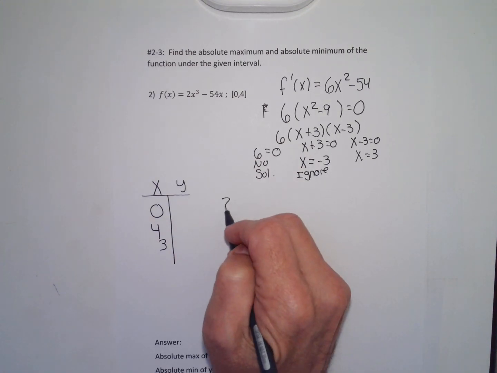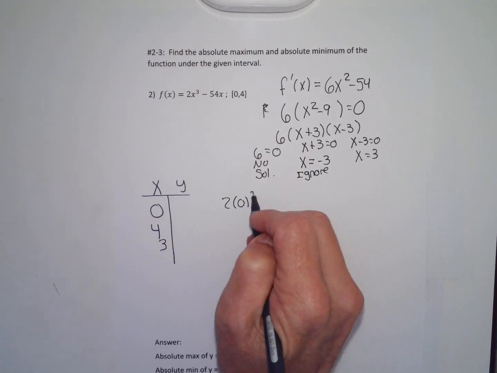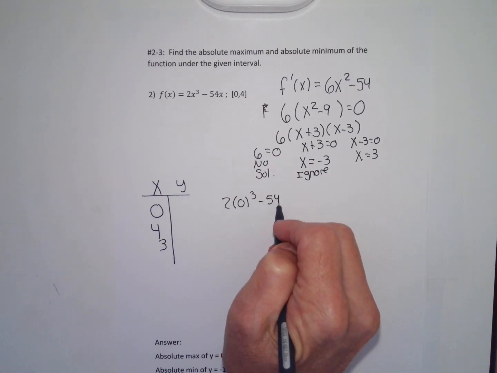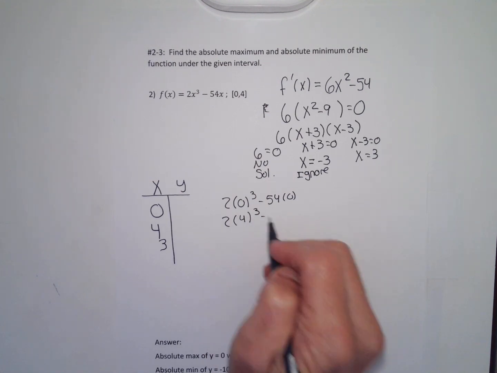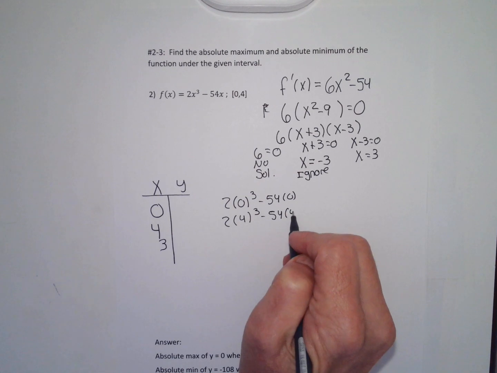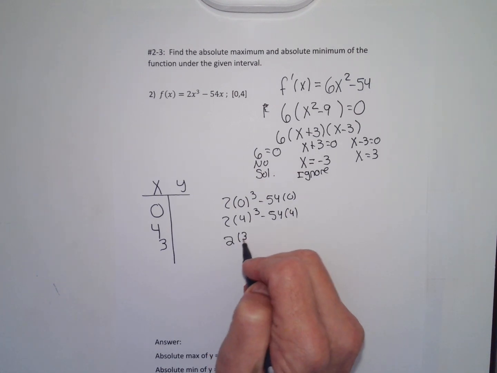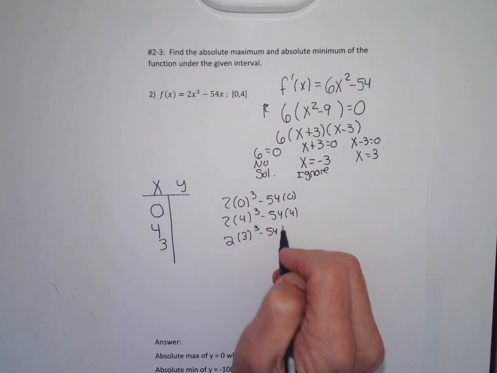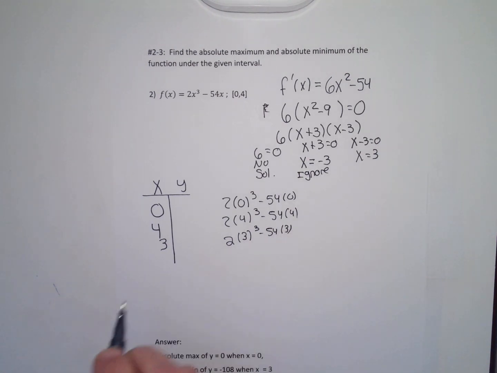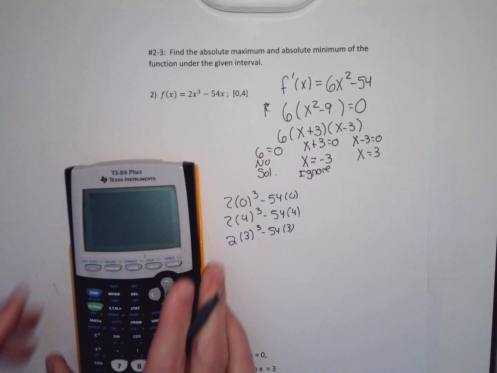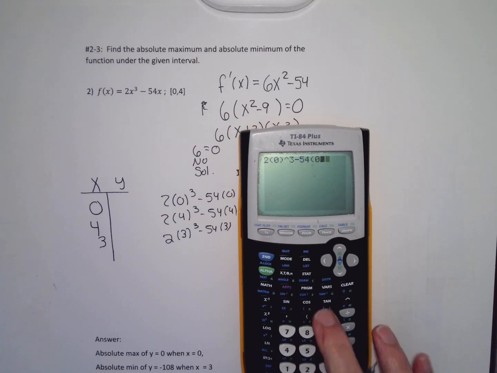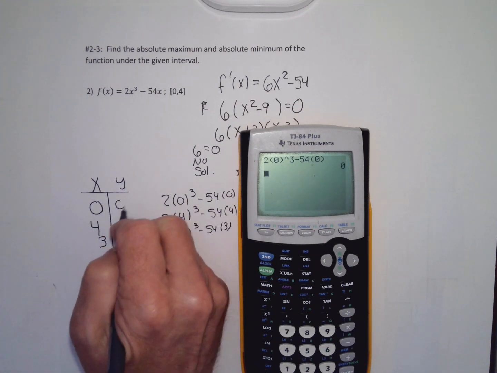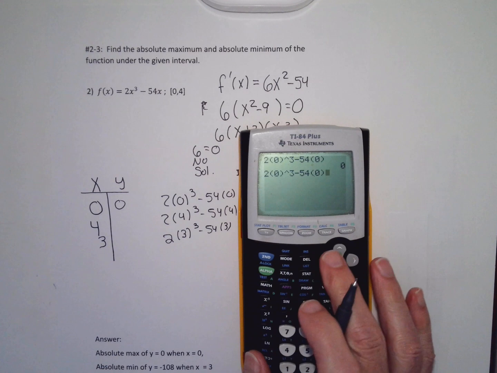Now for each x, I'm going to get a y. I'm going to do 2 times 0 cubed minus 54 times 0, and 2 times 4 cubed minus 54 times 4, and 2 times 3 cubed minus 54 times 3, and I'm going to get a y value for each. So the first one, 2 times 0 cubed minus 54 times 0, is 0. And then for the second, I'll press enter, so I don't have to type that whole line again.